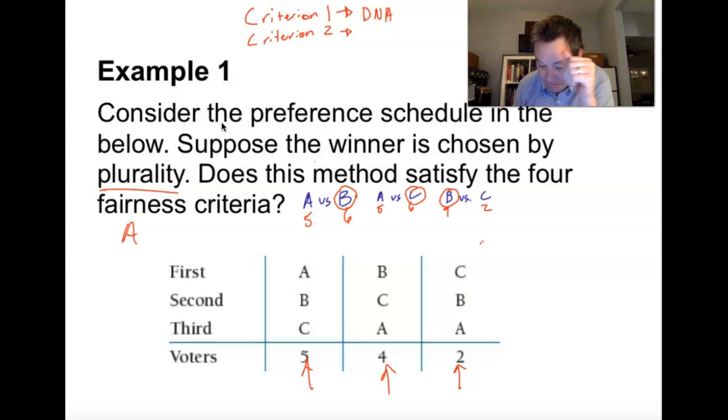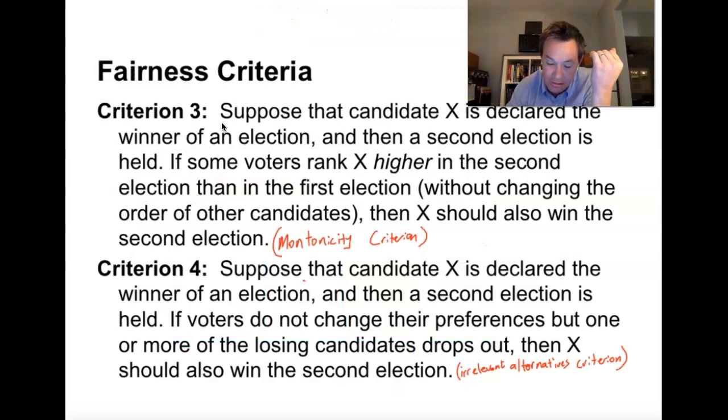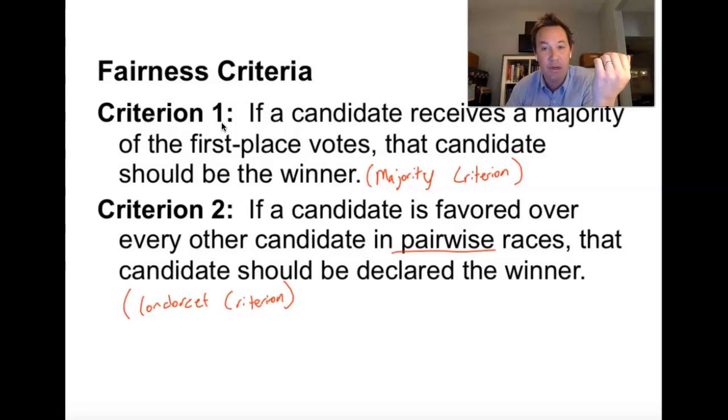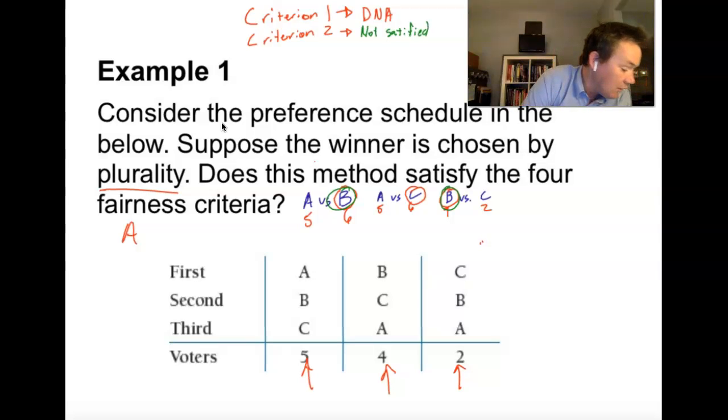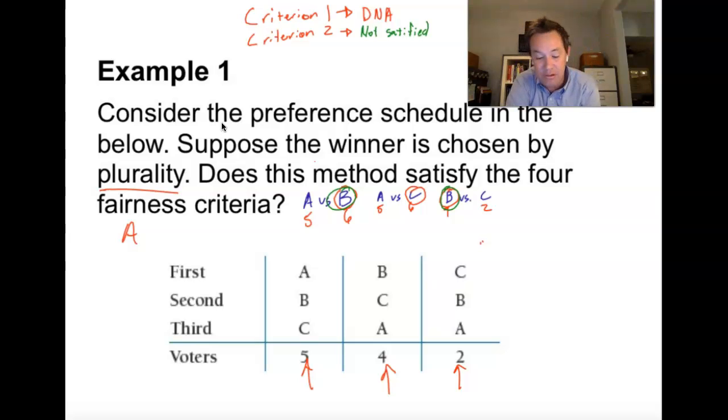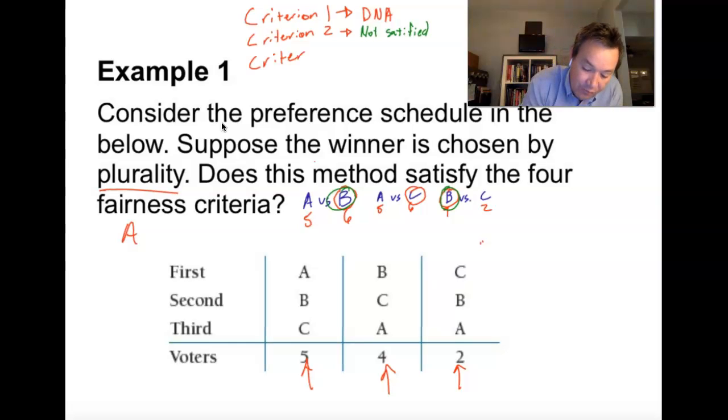So in pairwise comparisons, candidate B wins both its races. So fairness criterion 2 says that candidate B should then be declared the winner. But if we vote by plurality, candidate B is not declared the winner. So criterion 2 is not satisfied, and the plurality method is unfair under that criterion. All right, so now let's look at criterion 3.